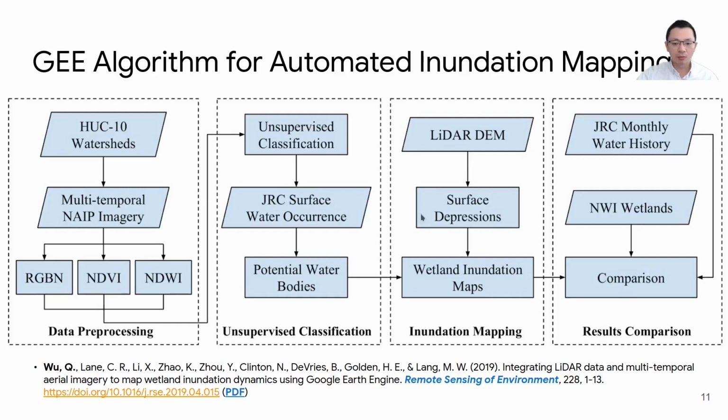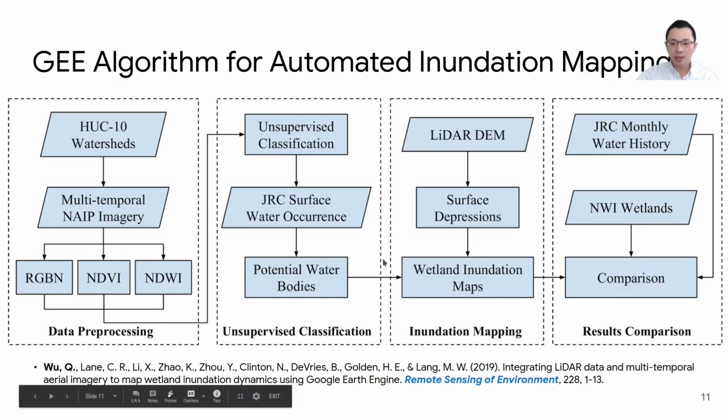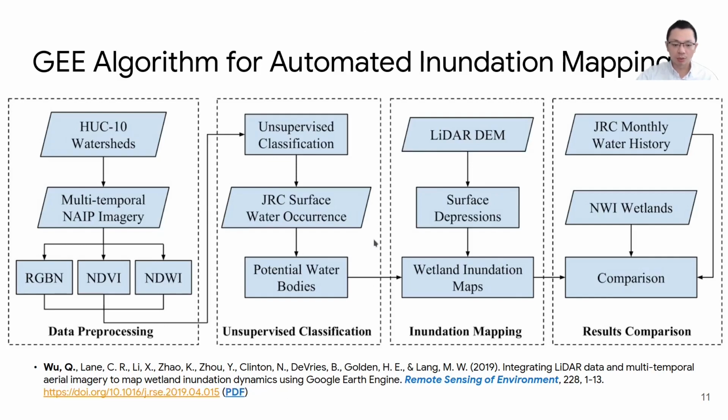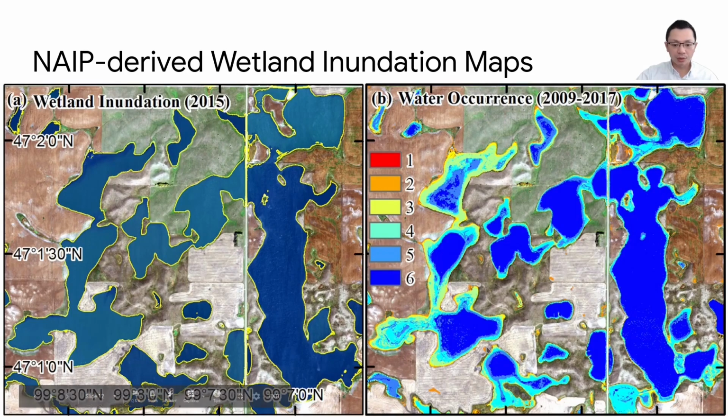Once you have this, we can use LiDAR or surface depression to remove those commission errors. So basically some water bodies might be misclassified because of, for example, tree shadows or terrain or others. And once we use this to refine the results, then we can compare the result with the National Wetlands Inventory and also the JRC water products. So here shows you some quick results.